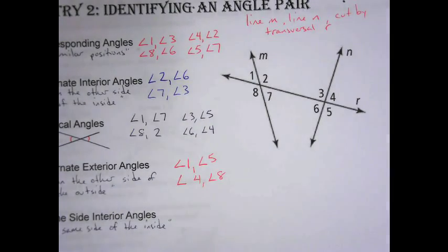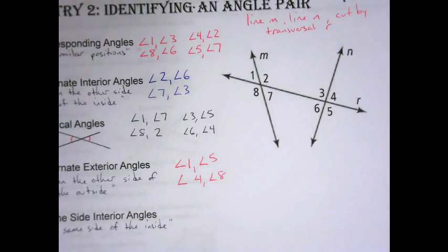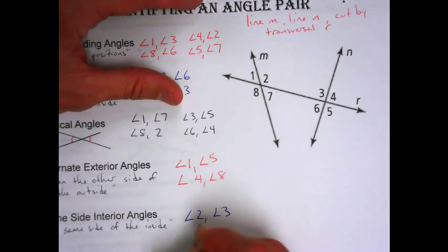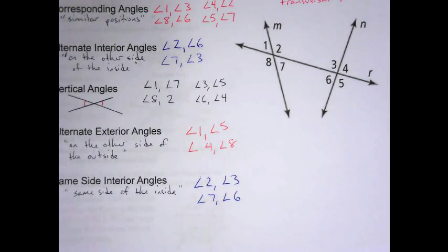Same side interior. So if we have angle 2 and angle 3, and angle 7, angle 6, those are same side interior. Okay, same side of the inside. So angle 2, angle 3, angle 7, and angle 6. Those are your angle pairs for same side interior. And that is the vocabulary.